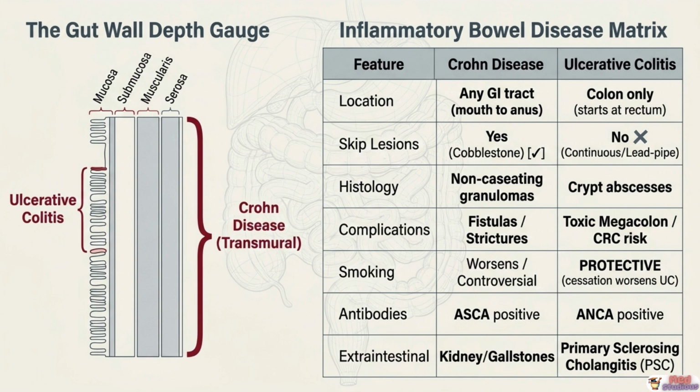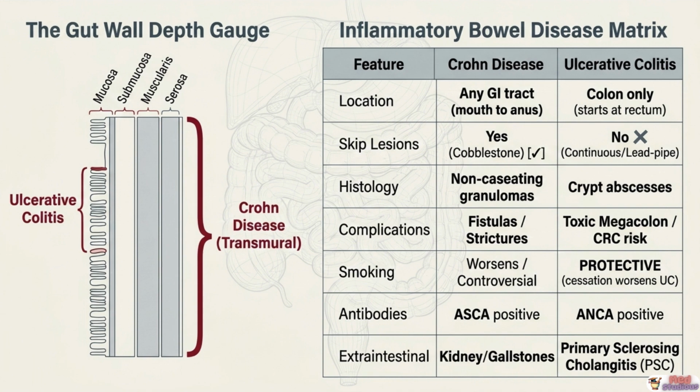Crohn's disease and ulcerative colitis are both chronic inflammatory bowel diseases, but nearly every feature contrasts in a way that's designed to be tested. Crohn disease can strike anywhere from mouth to anus, with classic skip lesions creating a cobblestone appearance, and inflammation that's transmural, meaning it cuts through the entire bowel wall, which is exactly why fistulas and strictures are common complications. Histologically, look for non-caseating granulomas.